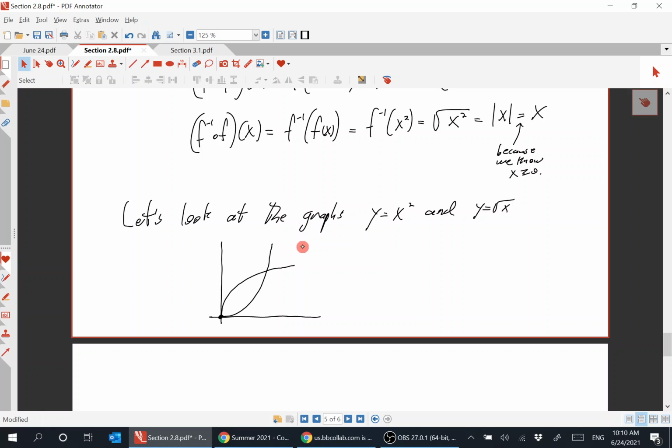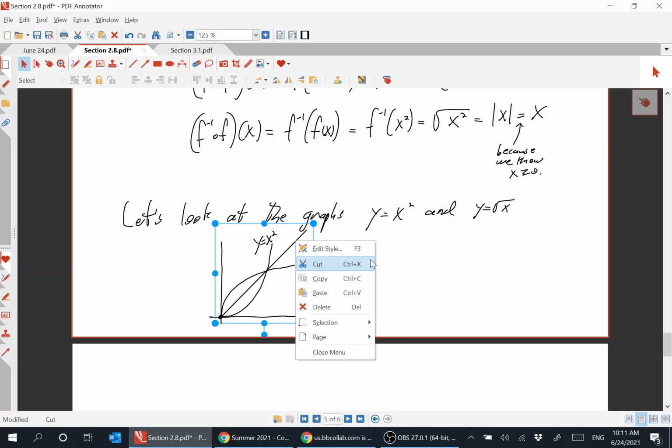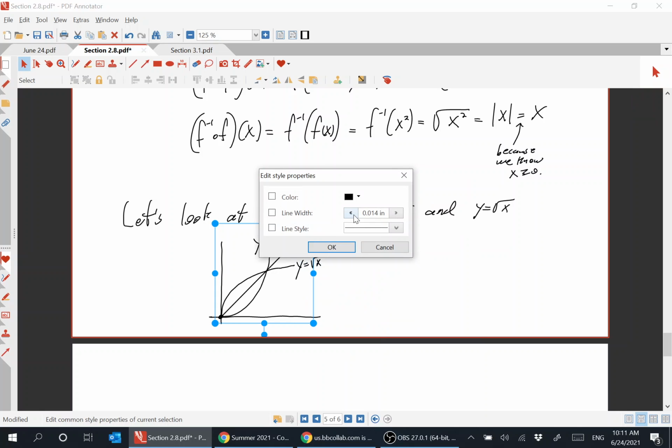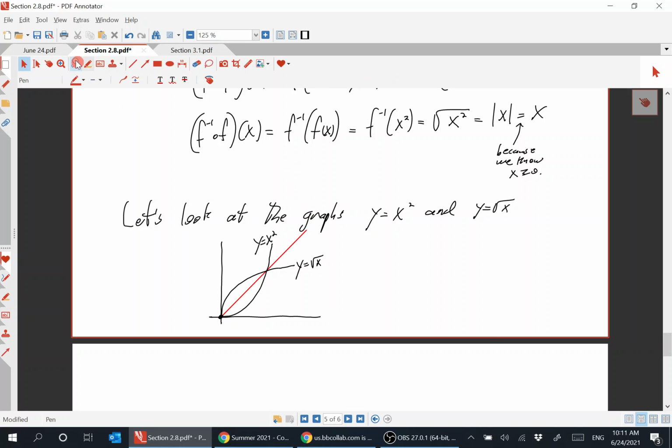So this is y equals x squared. This is y equals the square root of x. Let's leave that as black. And then in between, right here, this is the line y equals x. And that's the relationship in general between the graph of a function and its inverse. And this is the point 1, 1 right here where they meet.